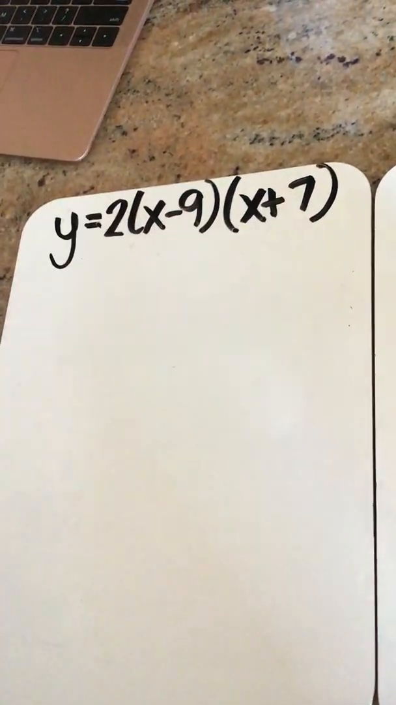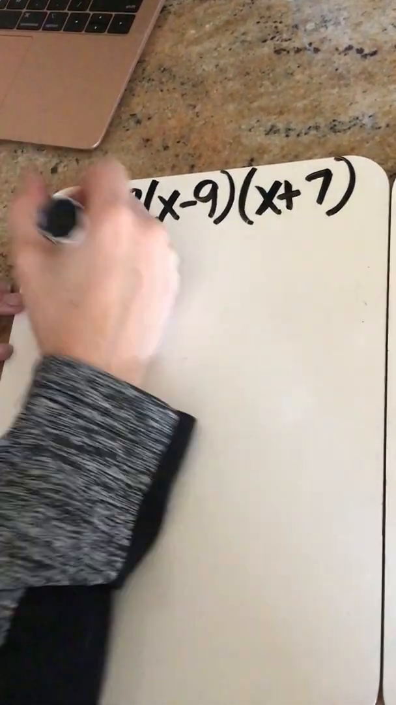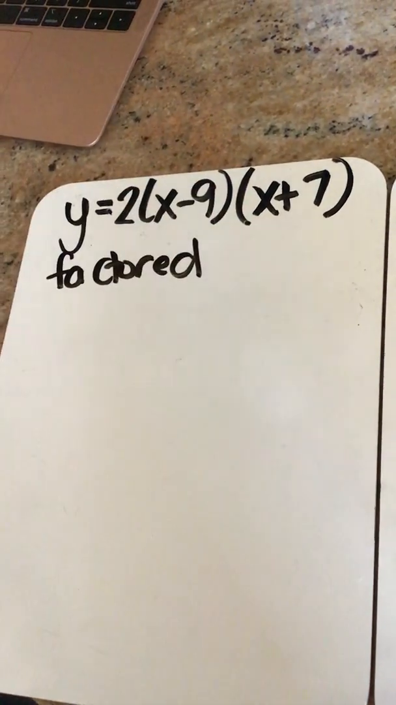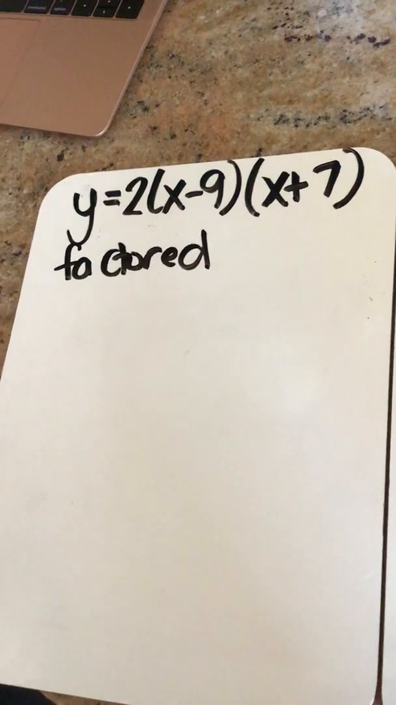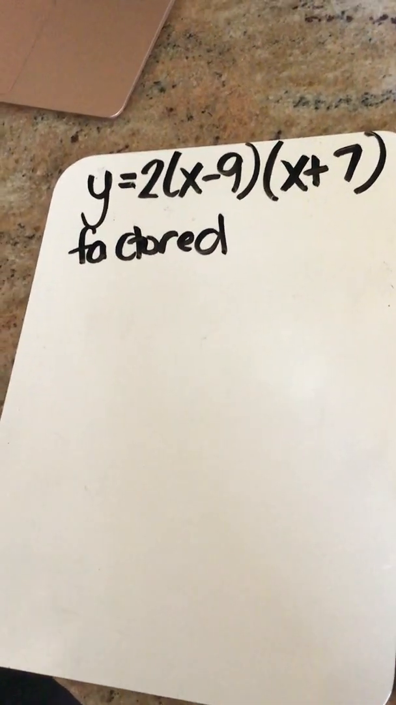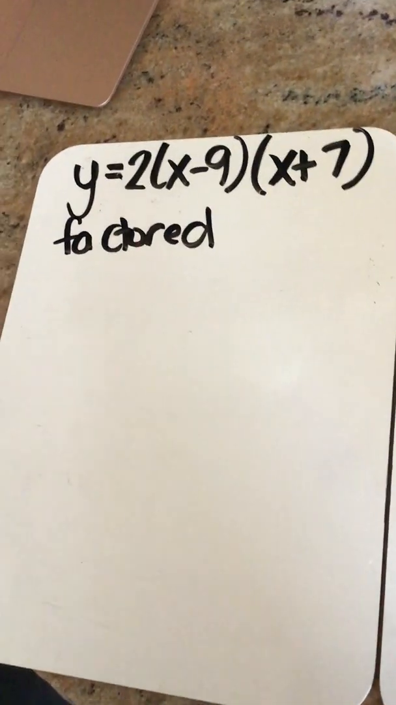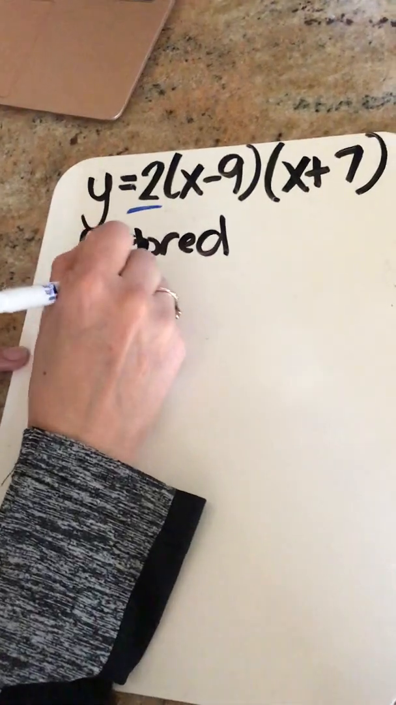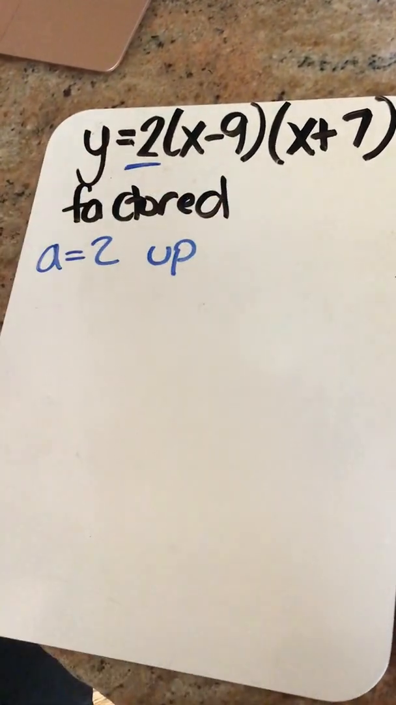As you can see, this is factored. So when I see that it's factored, I know this is called factored form. Okay, and then I'm going to go ahead and start answering questions. First thing that's very easy on all of them is figuring out if it opens up or down. We have to look at A for that. So here's my A, okay? So since A is 2, I know this one opens up, okay?